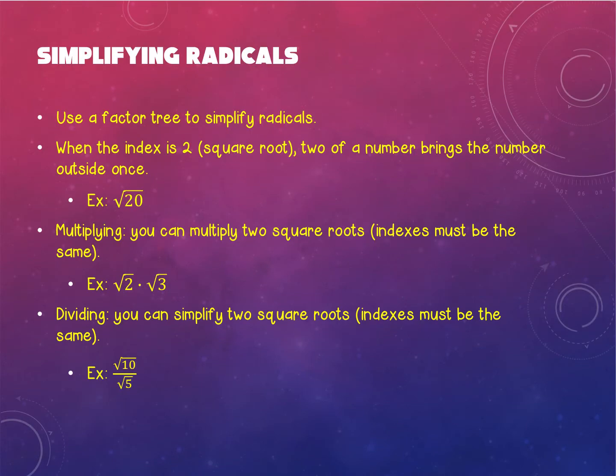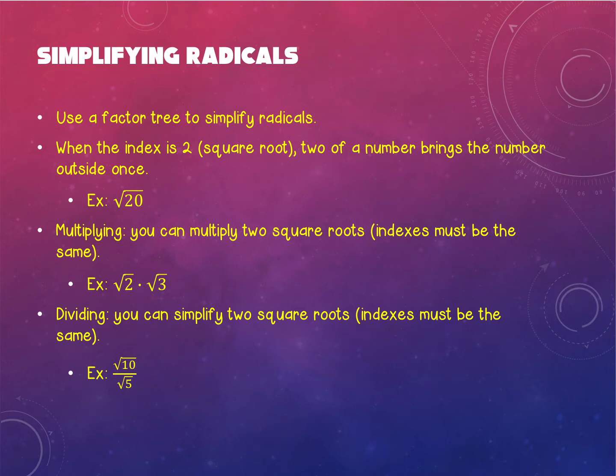So here we're going to be simplifying radicals. In order to simplify radicals, we could use a factor tree. Just remember, when the index of a radical is a 2, then what you're going to try to do is find a number times itself that would give you that number.